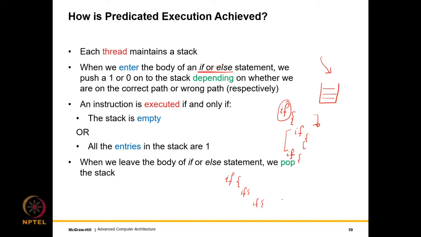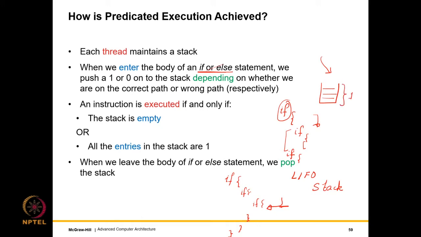Then I enter this if statement's body at the end and also exit it before the first. So it's last in, first out. Again last in, first out. Again last in, first out. The moment we have a last in, first out behavior, we use the stack data structure. The stack data structure is basically used to store the outcomes of the branches, that is, whether I'm on the correct path or on the wrong path. So to ensure that I execute an instruction, all the entries in the stack must indicate the correct path, assuming that even if I'm on the wrong path of an if statement, at least I do the comparison, right?